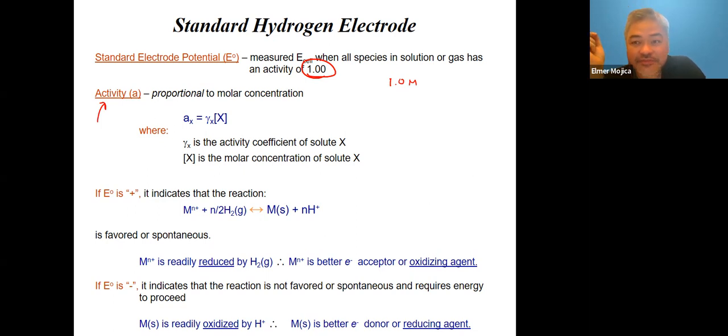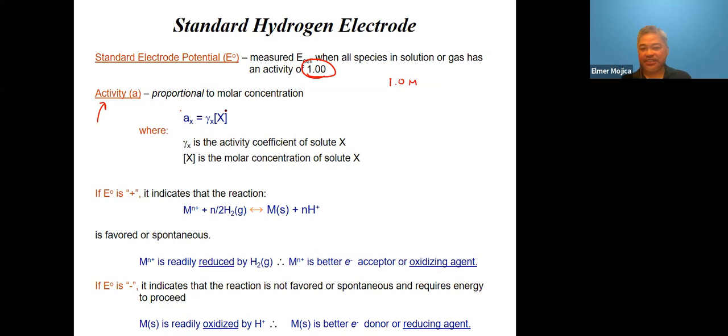Class? I'm not familiar with 32 because it's been a long time. Okay? But usually activity is proportional to what? The molar concentration. Yung definition ng activity, okay? Sa PChem. Sa bagay, meron tayong Debye-Hückel later dito eh. So, the activity is just equal to the activity coefficient of the solute X times the molar concentration of the solute.